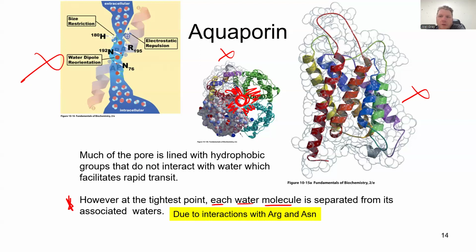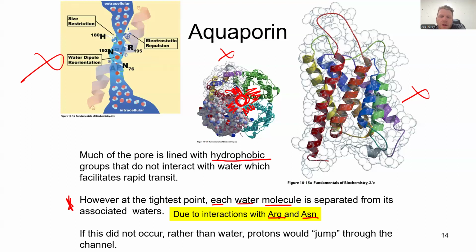Now, the interactions that are going to stimulate this, despite the fact that the pore has lots of hydrophobic residues, there are some arginines and asparagines that are going to interact with those water molecules to get them through one at a time. If this did not occur, rather than water, protons would jump through the channel. So it's these arginines and asparagines that basically help establish hydrogen bonds with those water molecules that get them to go through one at a time.